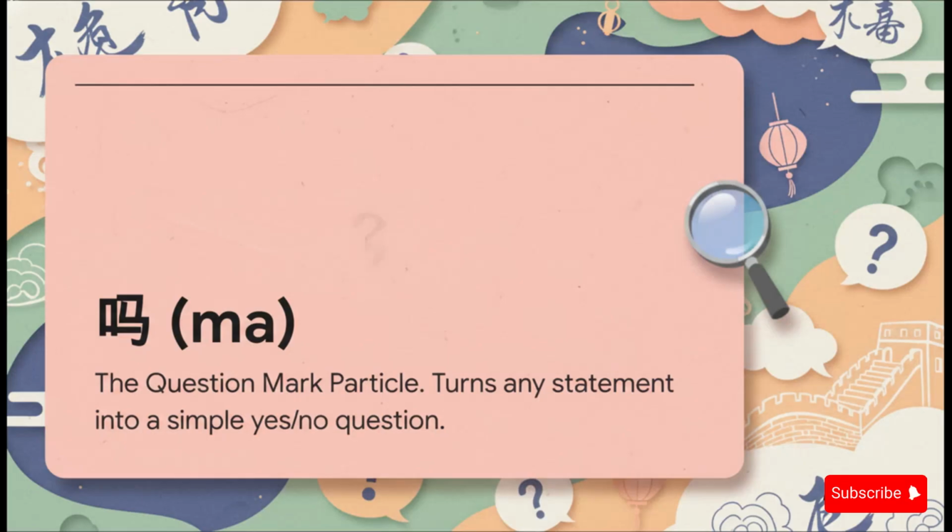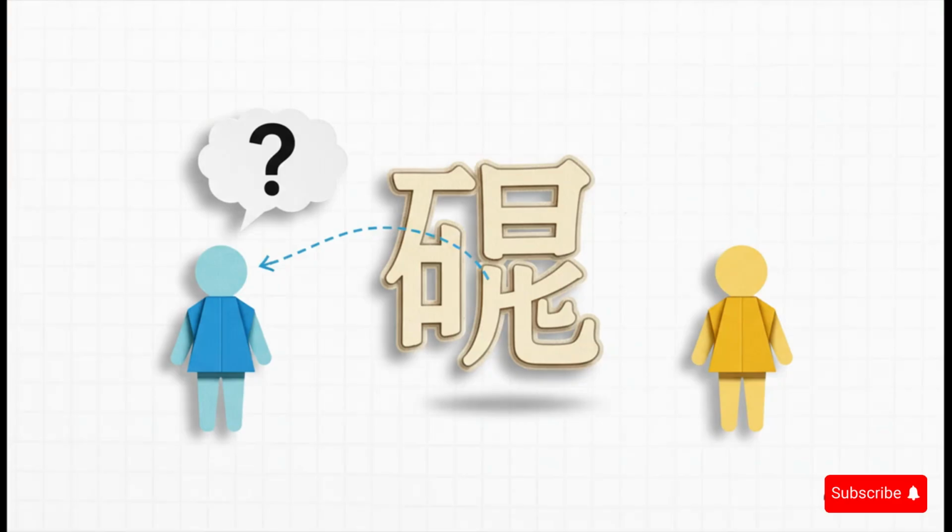Let's start with the easiest one of all, ma. It's so simple. You just take any statement, any sentence at all, and you pop ma on the very end. Instantly, it becomes a yes or no question. So a statement like 你喜欢中国菜, you like Chinese food, becomes 你喜欢中国菜吗? Do you like Chinese food? It's that easy.